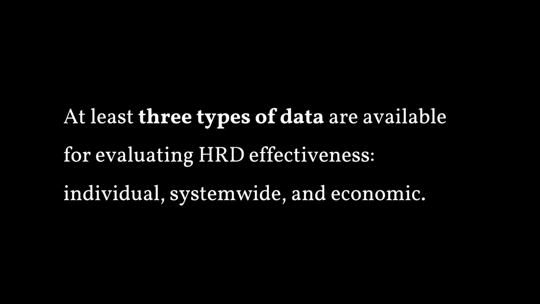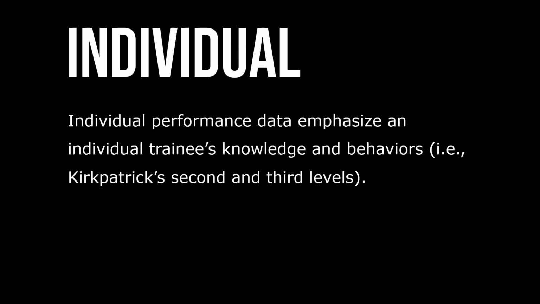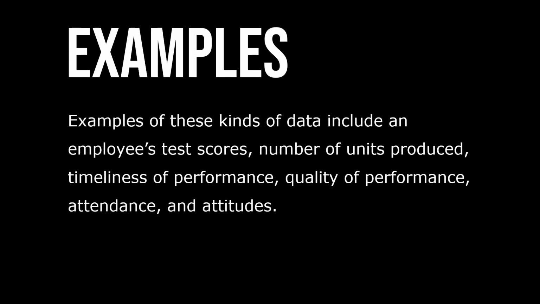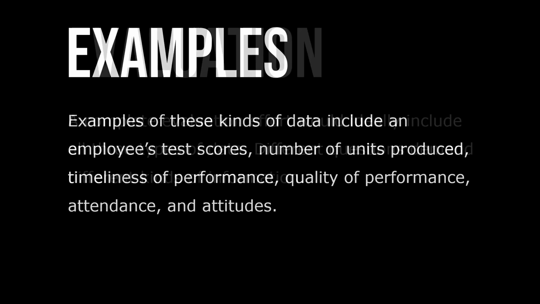At least three types of data are available for evaluating HRD effectiveness: individual, system-wide, and economic. Individual performance data emphasize an individual trainee's knowledge and behavior, like Kirkpatrick's second and third levels. Examples of these kinds of data include an employee's test scores, number of units produced, timeliness of performance, quality of performance, attendance, and attitudes.